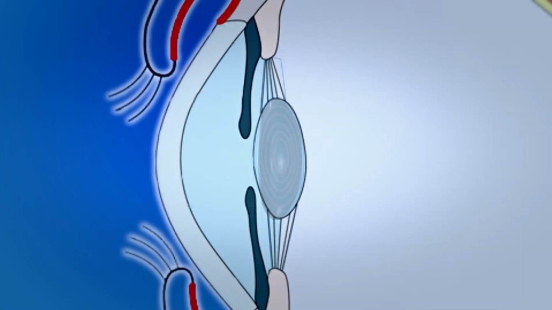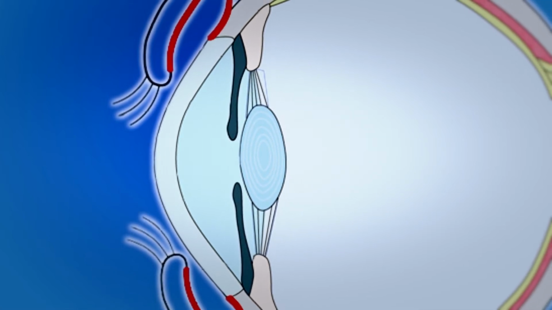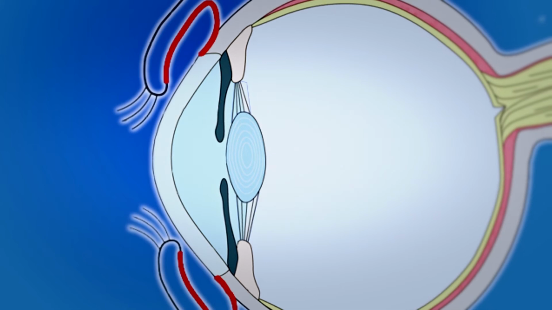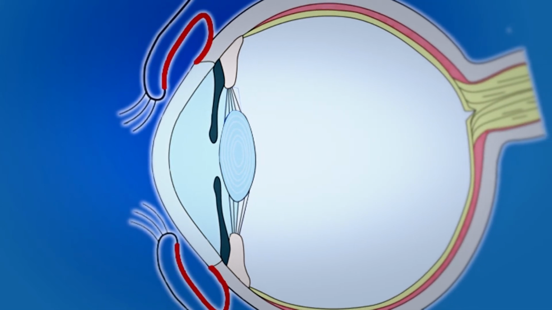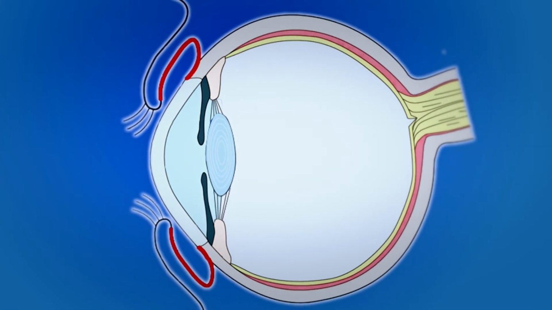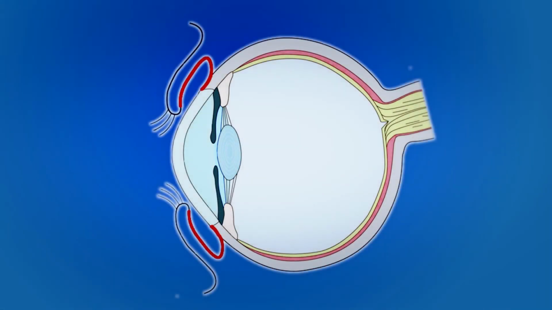Lens, the transparent biconvex body suspended by the zonules behind the pupil and iris, part of the refracting mechanism of the eye. With age, the lens stiffens and near vision becomes reduced, requiring reading glasses in the majority of persons. Posterior chamber, the small space filled with aqueous humor behind the iris and in front of the anterior lens capsule.